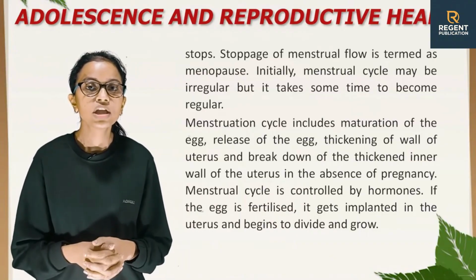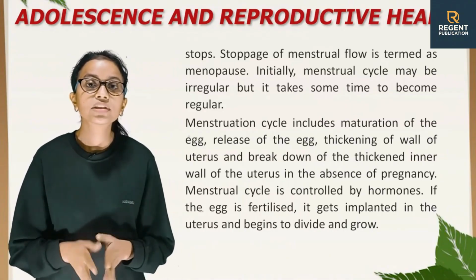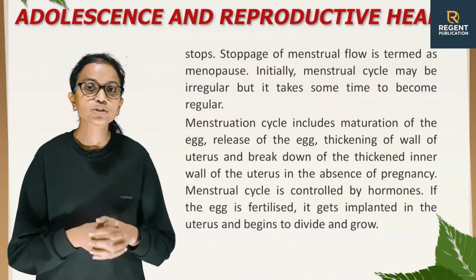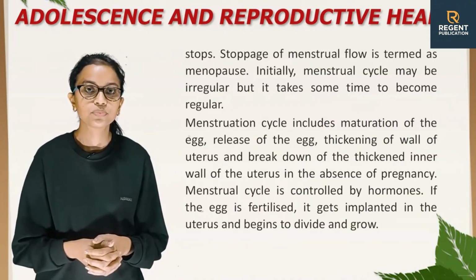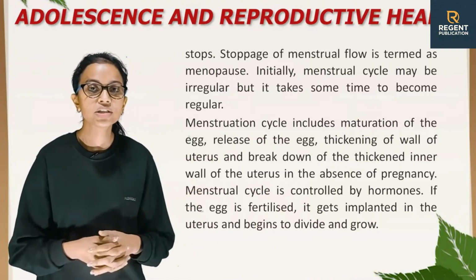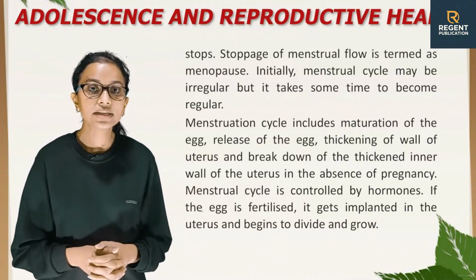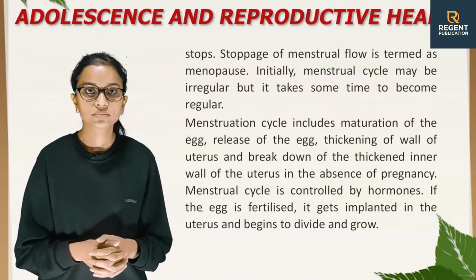The menstrual cycle includes maturation of the egg, release of the egg, thickening of the wall of the uterus, and breakdown of the thickened inner wall of the uterus in the absence of pregnancy. The menstrual cycle is controlled by hormones. If the egg is fertilized, it gets implanted in the uterus and begins to divide and grow.